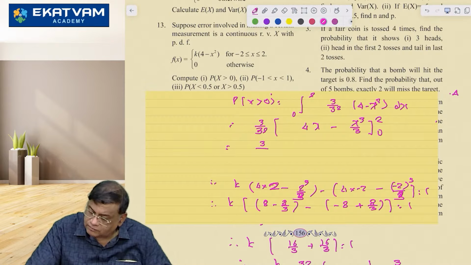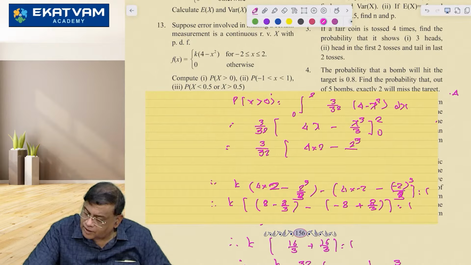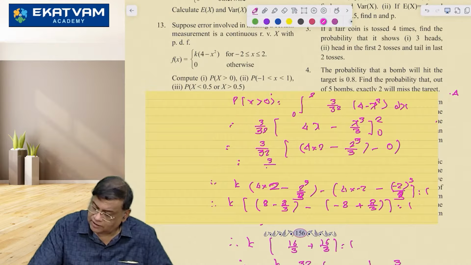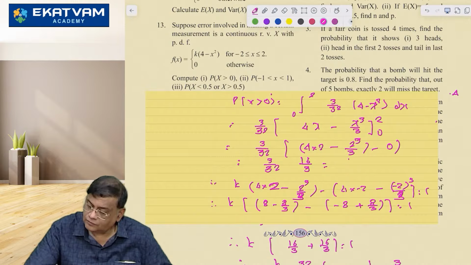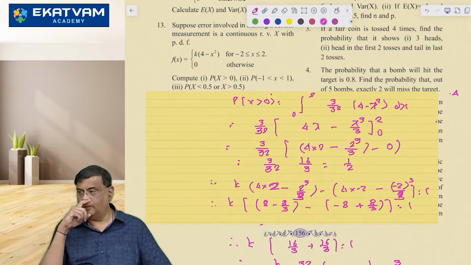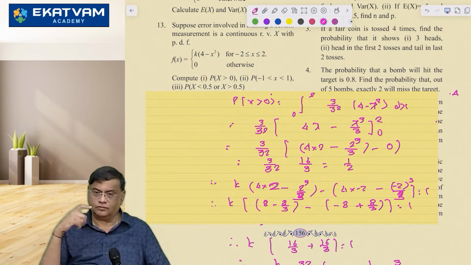So it is 3 by 32, then 4 into 2 minus 2 cube by 3. First I put 2 and minus 0, which will be 0 only. That means this is 3 by 32 into 8 minus 8 by 3, 16 by 3 comes, right? And therefore 3 cut. Correct? Will it be 1 by 2? Probability can never be greater than 1. Probability can never be negative.